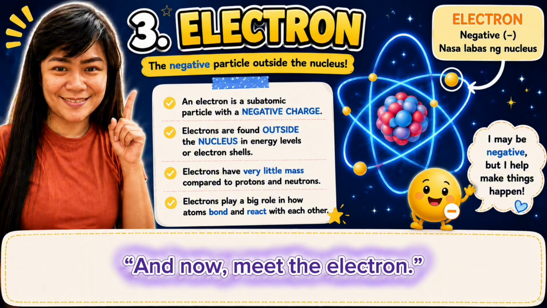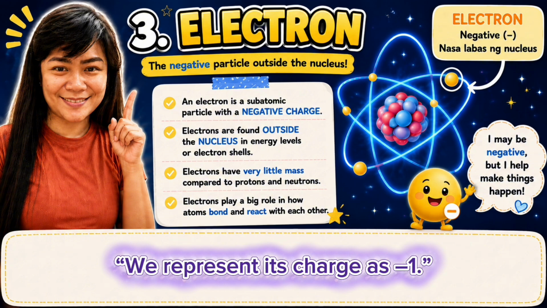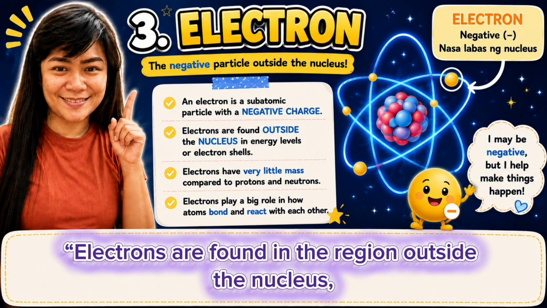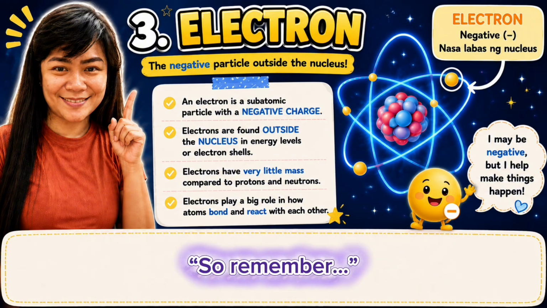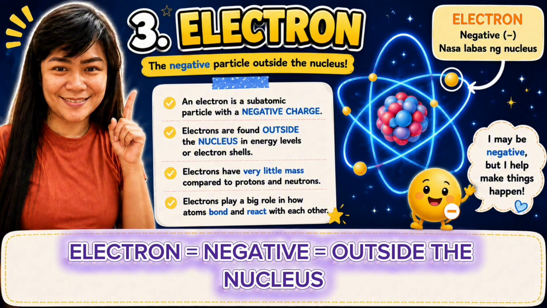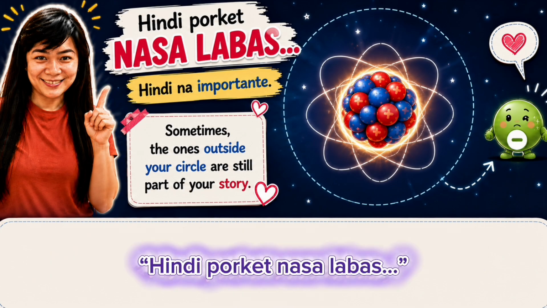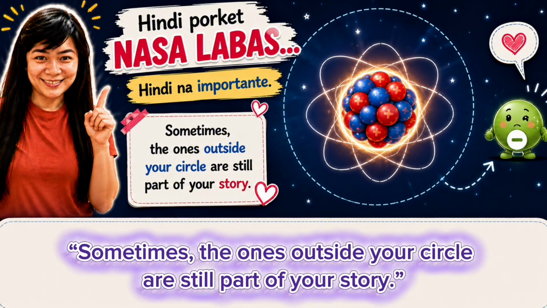And now, meet the electron. Unlike the proton, the electron has a negative charge. We represent its charge as -1. Where is the electron? Electrons are found in the region outside the nucleus, occupying energy levels around the nucleus. So remember, electron equals negative equals outside the nucleus. Hugot. Hindi porket nasa labas, hindi na importante. Sometimes, the ones outside your circle are still part of your story.